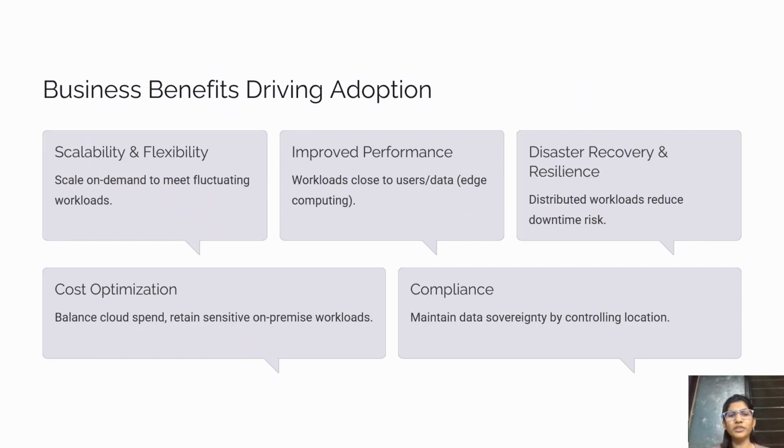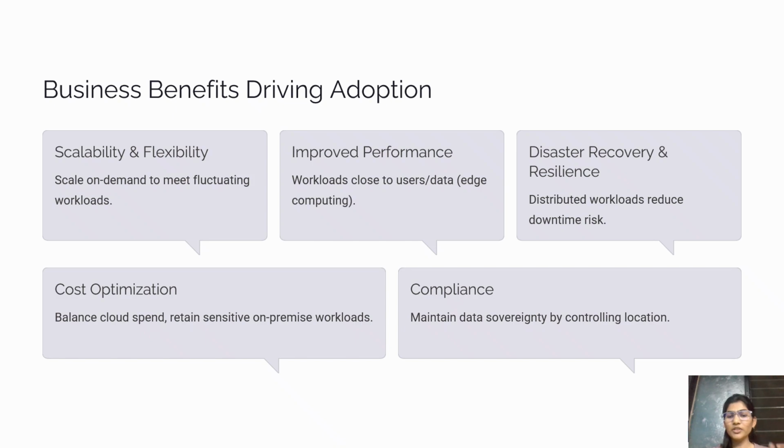Now business benefits. Why should business adopt hybrid distributed cloud? Scalability and flexibility. First, it can scale quickly when demand rises. Then performance. Tasks run closer to the user, with low latency. Then disaster recovery. If one server fails, others keep running, right?